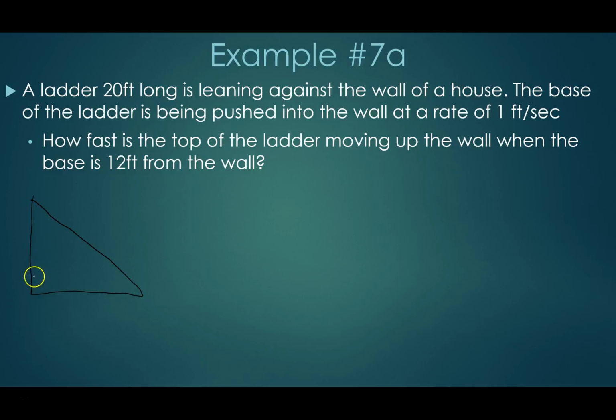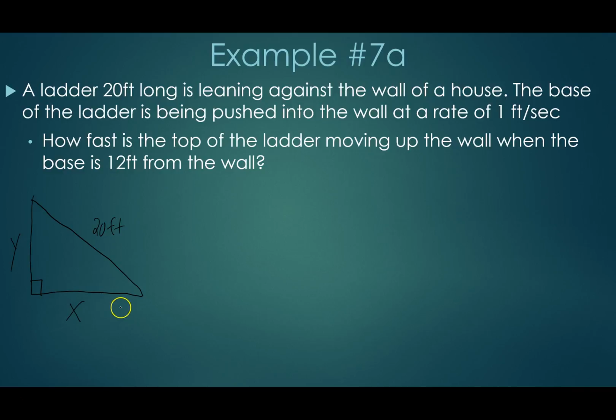We're going to assume the house is perpendicular to the ground, because it's a normal house. A 20-foot ladder. The base of the ladder is being pushed into the wall at a rate of 1 foot per second. So that's x, that's y. We want to know how fast the top of the ladder is moving up the wall when the base is 12 feet from the wall.